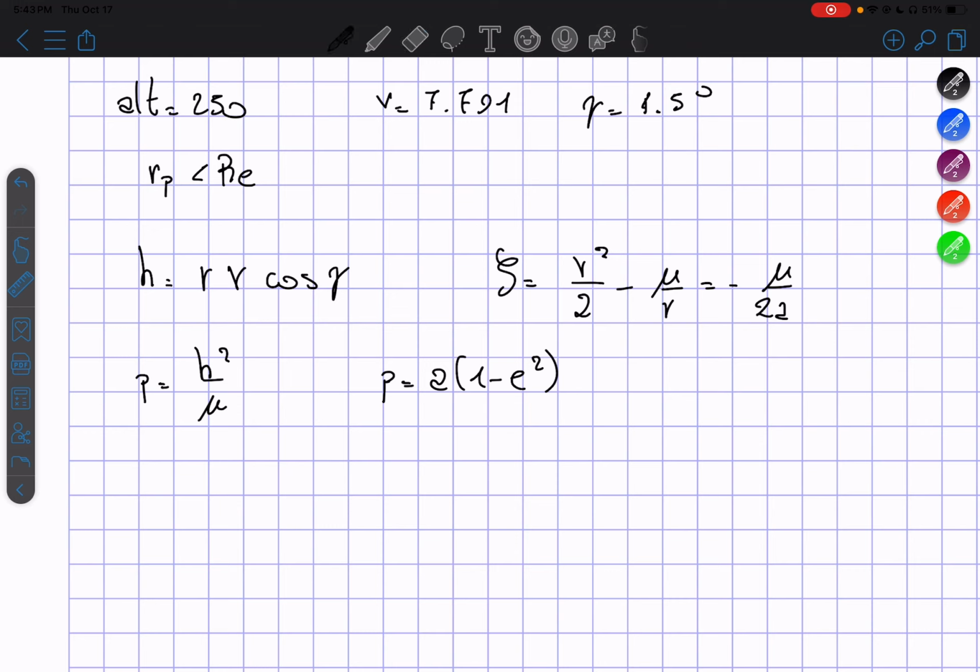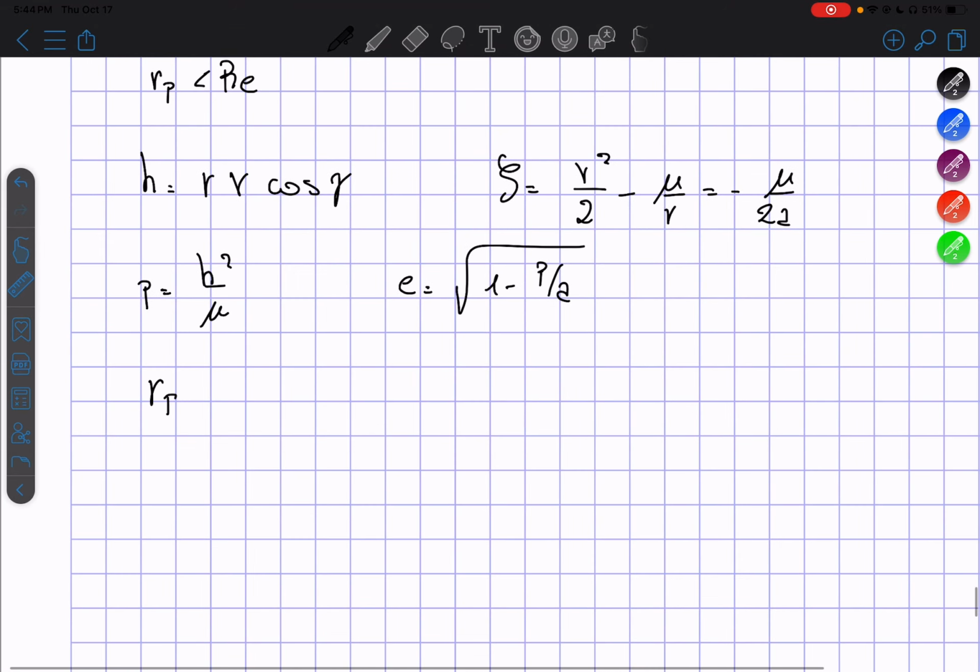After I find, well, I already have p. I can find e because e is equal to the square root of 1 minus p over a, and then I can find the radius at perigee and see, is it less than the radius of Earth or is it more? I check, which is equal to, of course, a times 1 minus e. Okay, and that's coded up. So we get all the results.